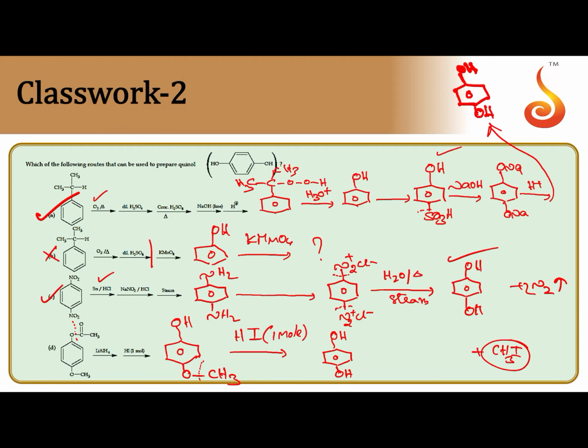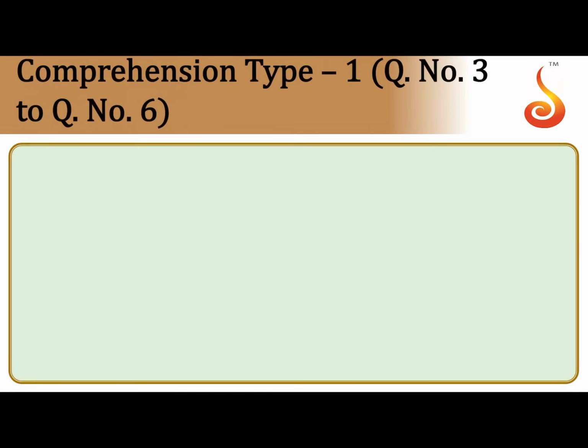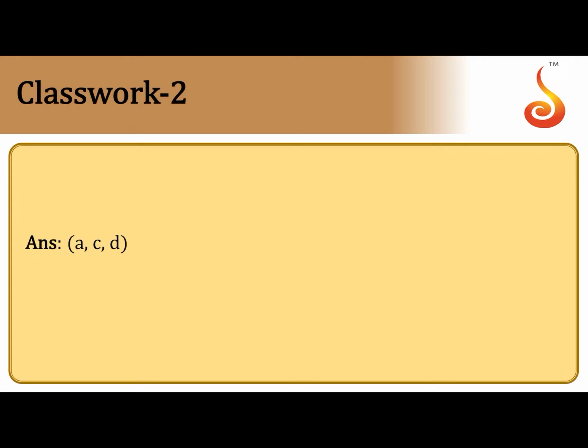If excess hydrogen iodide is mentioned, what happens? OH also will be converted into iodine. So 1,4-diiodobenzene we may get if excess hydrogen iodide is mentioned, but clearly they mentioned 1 mole only. That's why we can get quinol only. So route D also can give quinol. So A, C, D are the correct options.